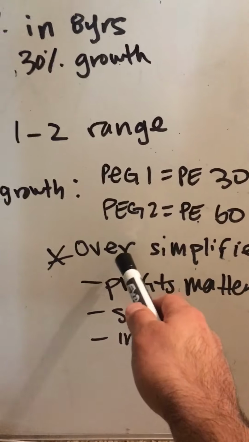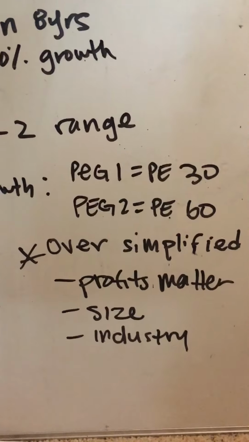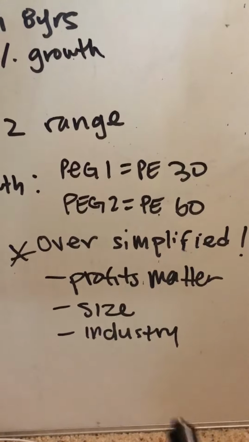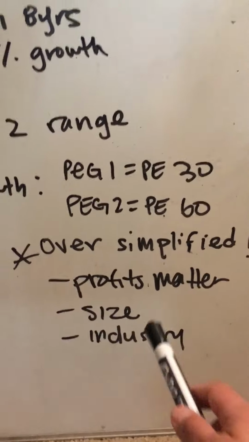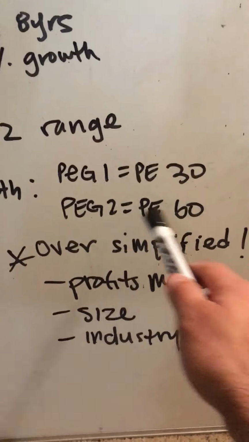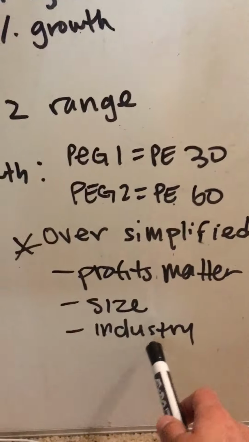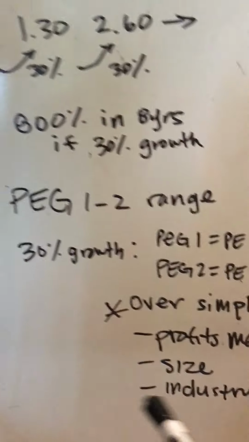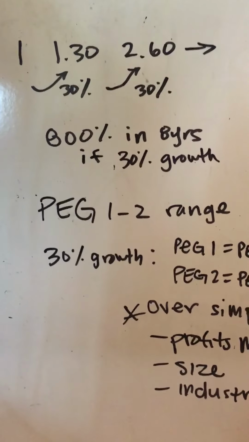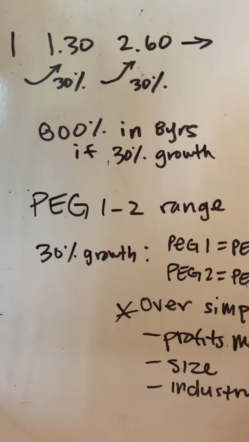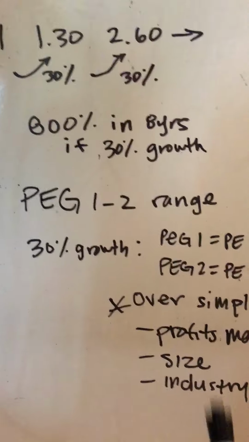And I just want to remind you that this is oversimplified. Profits matter. If a company has a low profit margin, this is not likely to occur. They're not likely to get a PEG of 2. If it's too big of a company, also hard to get a high valuation like this. And it also depends on the industry. But this is the model that high growth companies seem to trade on in good markets with low interest rates. In a high multiple market, this seems to work.